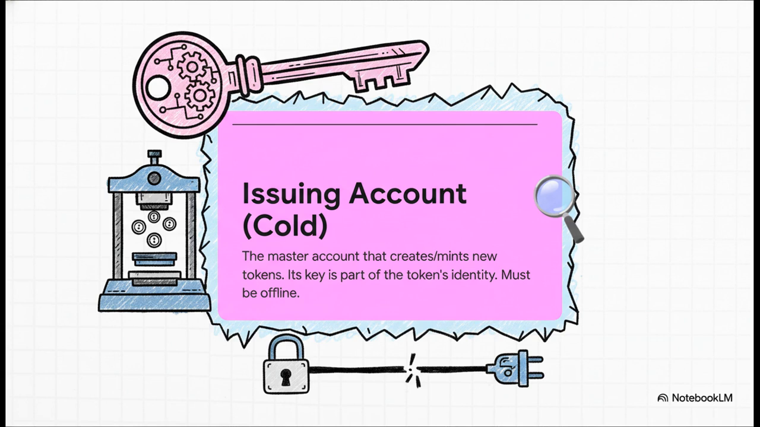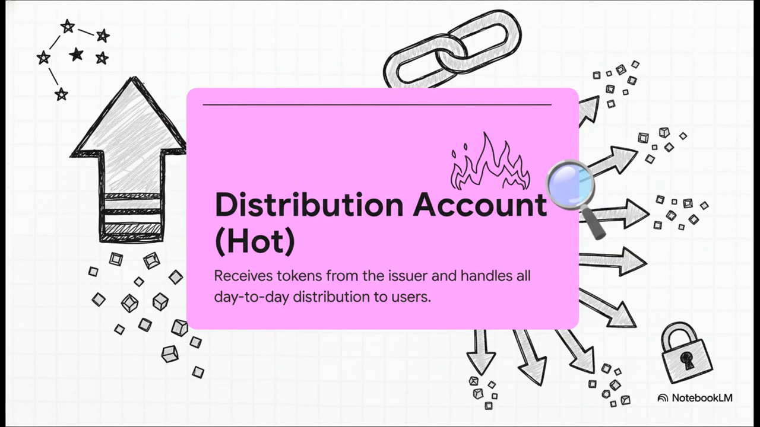So here's the number one rule. This has to be a cold wallet. It lives completely offline, disconnected from the internet, locked away somewhere safe. Next, we have the distribution account. This is your hot wallet. It's online and active. It gets big batches of tokens from that offline issuer, and its job is to handle the day-to-day stuff, sending tokens out to your users.